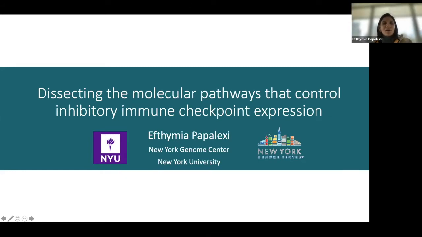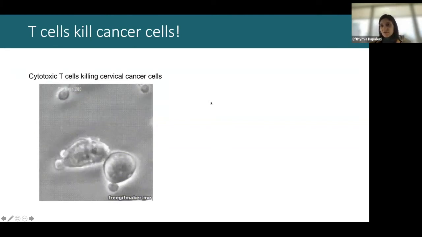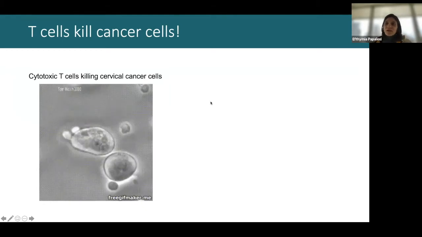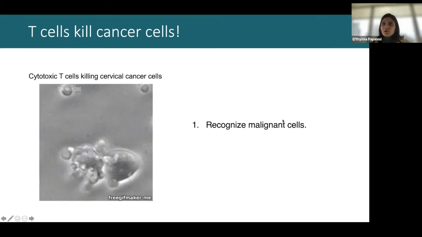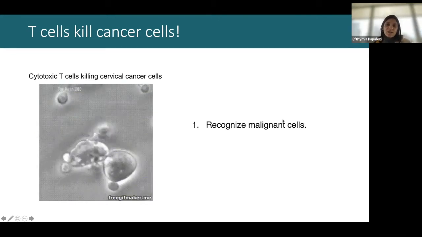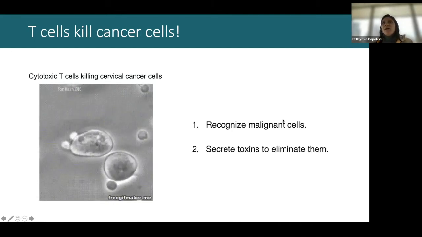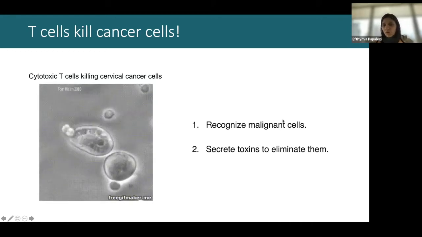I will talk to you about my recent publication on trying to understand how inhibitory immune checkpoints like PD-L1 are being regulated. Just a little bit of background. T cells are able to kill pathogens, but they're also able to kill cancer cells. And for that to actually happen, first, you need to have T cells be able to identify the pathogens or the cancer cells as something bad for the body. And also, you need these T cells to activate or change their molecular state in order to be able to secrete toxins and cause the apoptosis of these cells.